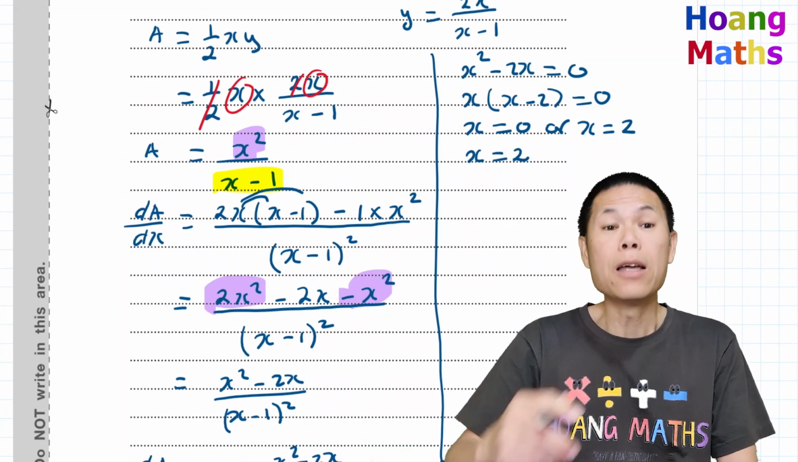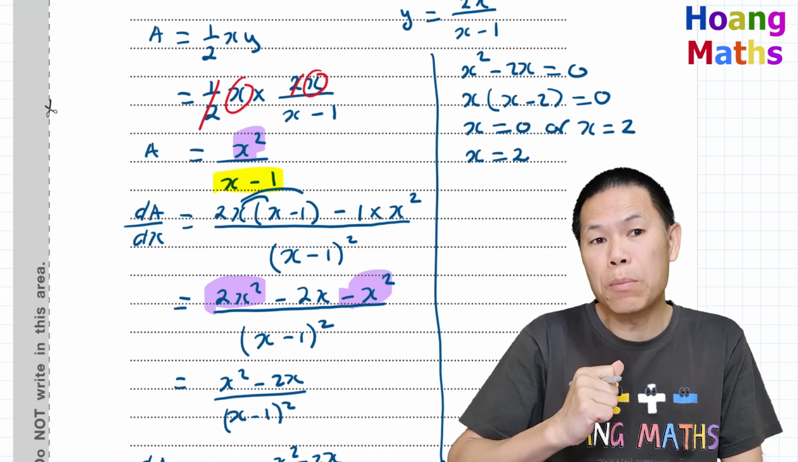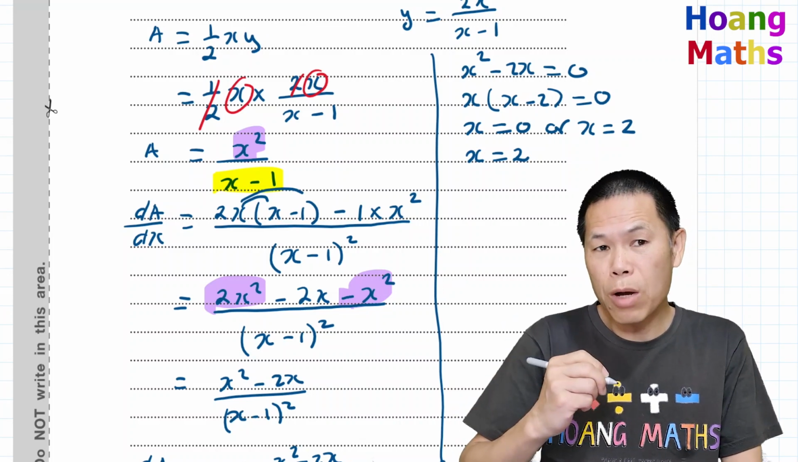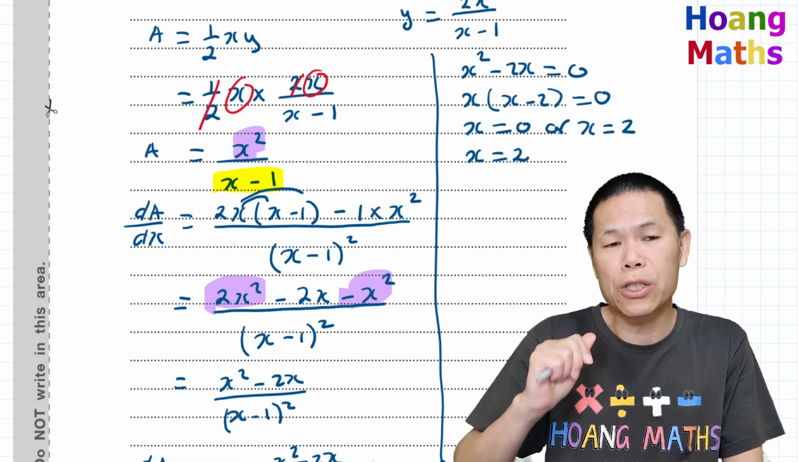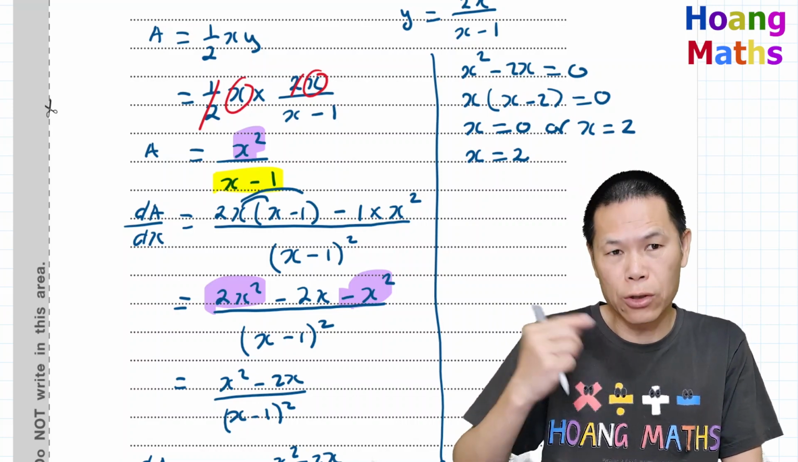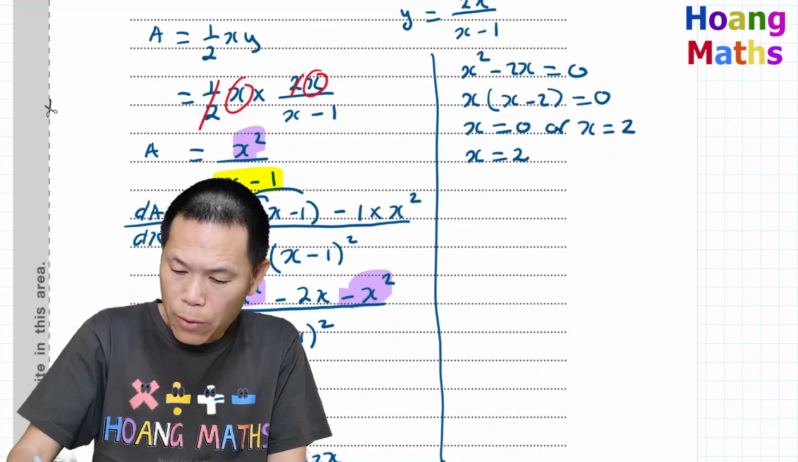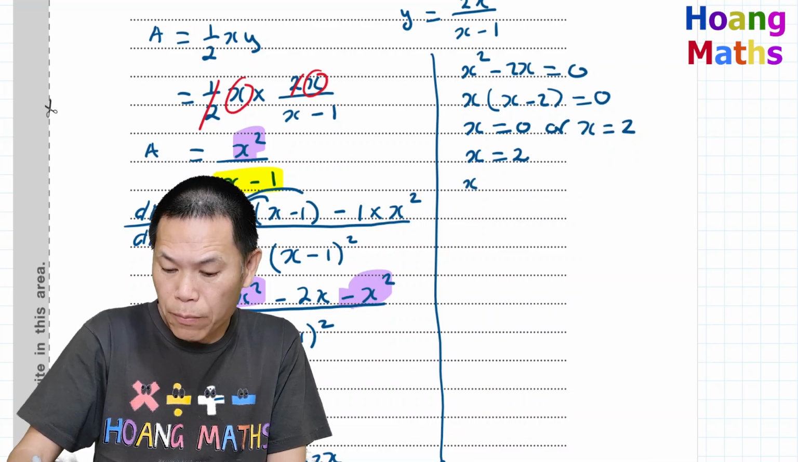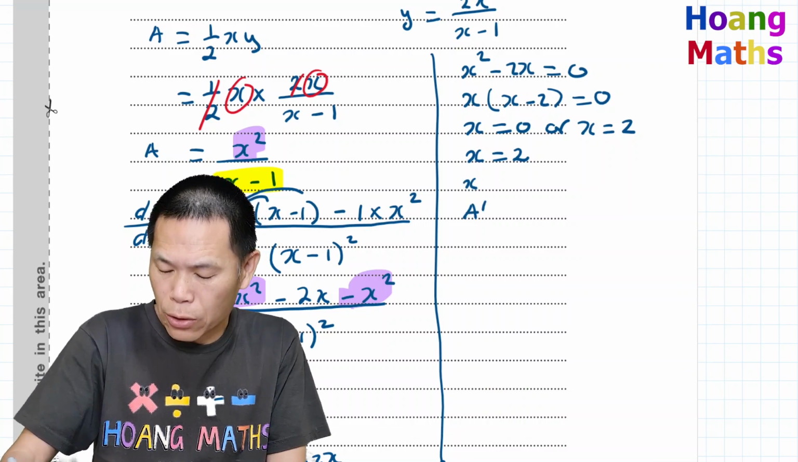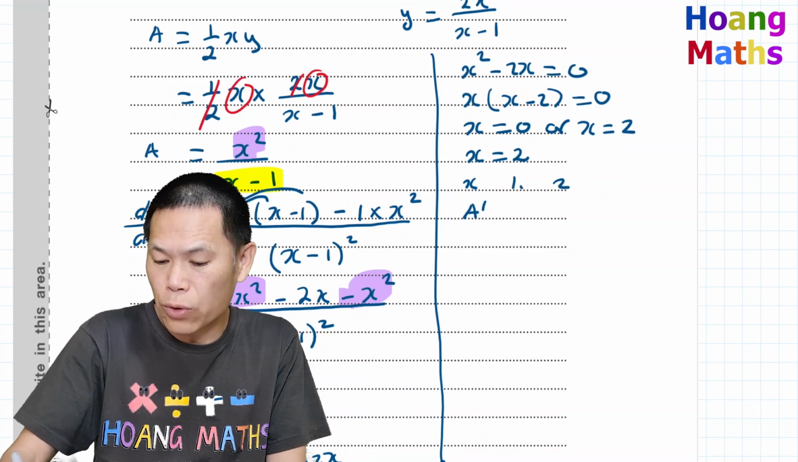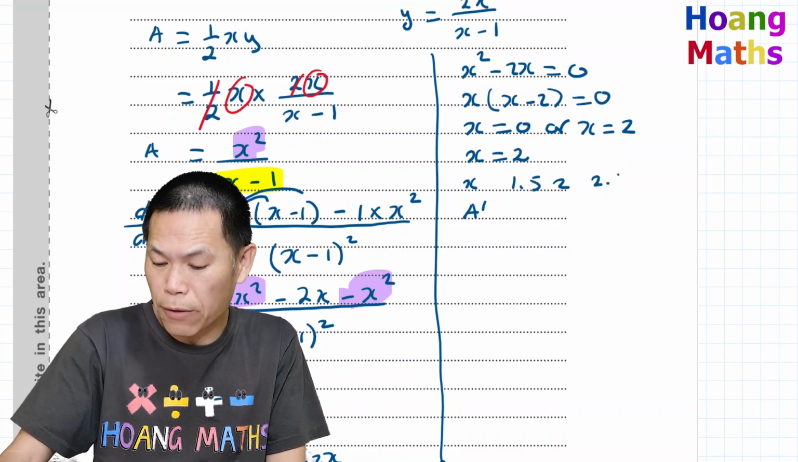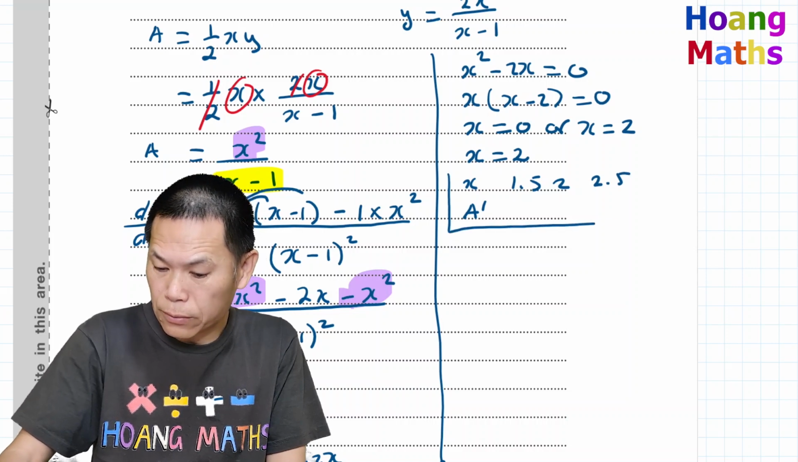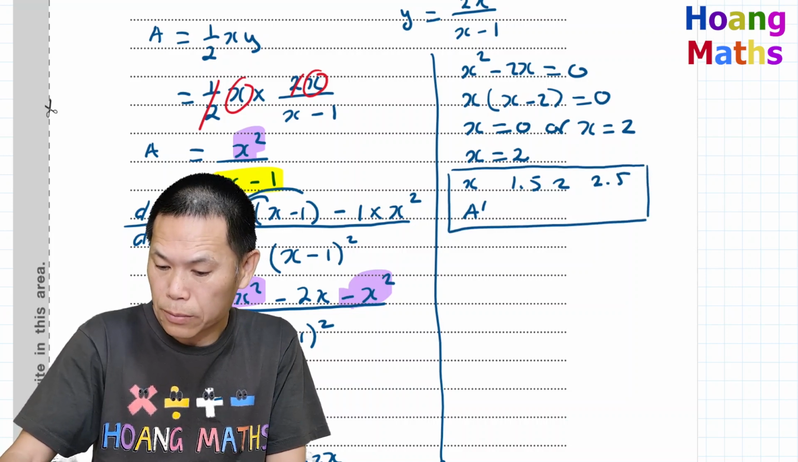So that's the answer. But we need to show it is minimum. To show it is minimum, you can either substitute x equal to 2 into the second derivative function, or we just use the sign test. So let's just use the sign test. So we have x and we have dy/dx. Left of 2 we can use 1.5, and the right-hand side of 2 is 2.5. So let me just draw this.